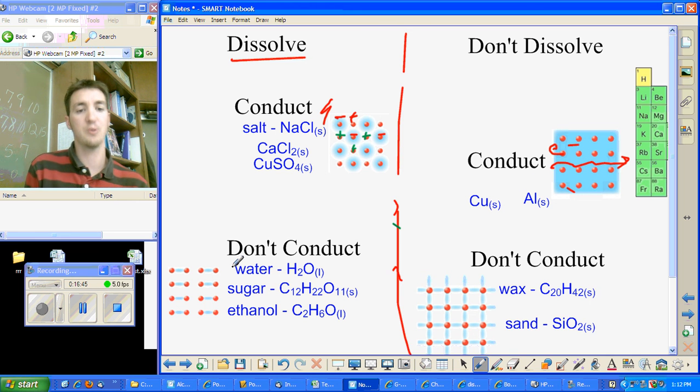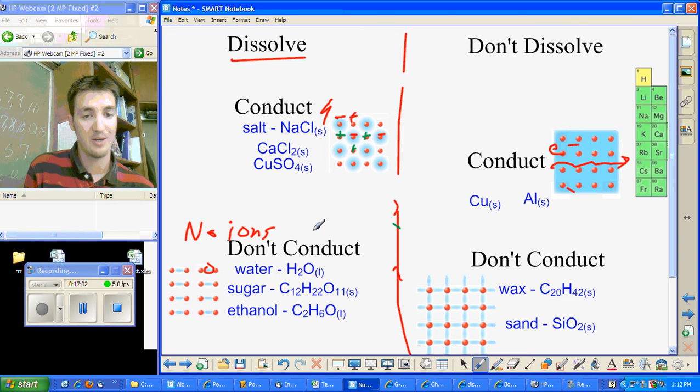If we look at the ones that don't conduct, the electrons are stuck right here. Even if you dissolve this, there aren't any charged particles. So no ions, and the electrons are stuck. On here, you'd have the sodium ion and the chlorine ion that are able to move.